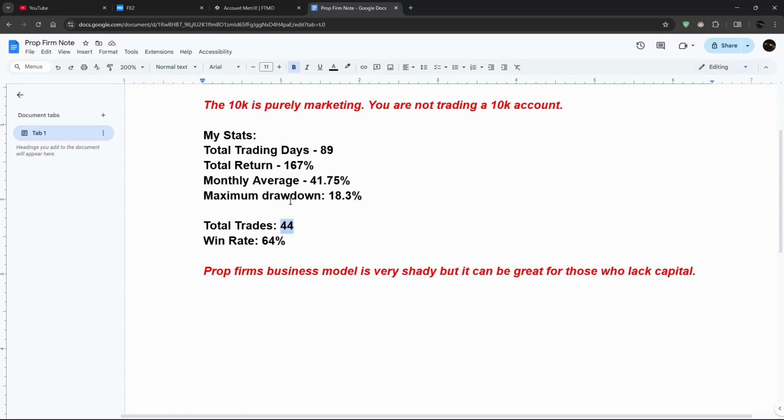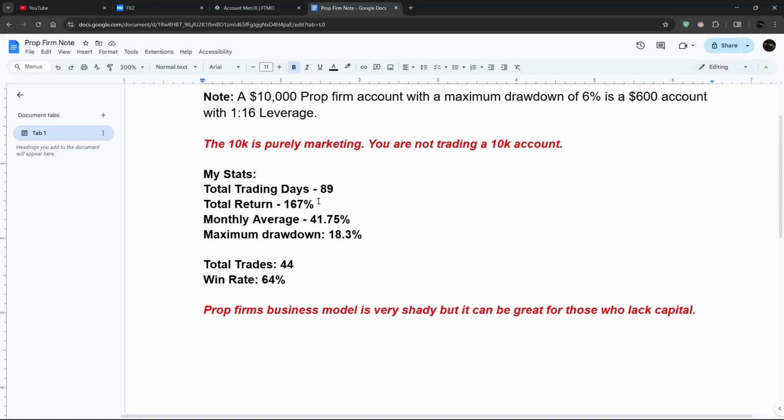So that was a decent win rate, and the total return that I made on the account is 167%. A lot of people have the illusion that you only need 10% to pass a prop firm challenge. That is not true. You need 100% to pass a prop firm challenge that gives you a 10% maximum drawdown and a 10% profit target. It's not 10% to pass a challenge. As mentioned, the $10,000 and all that stuff is just marketing.